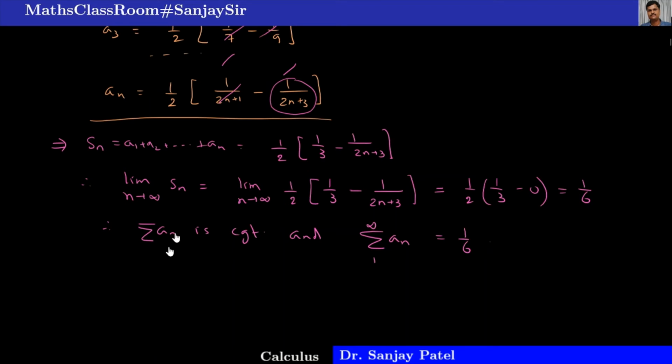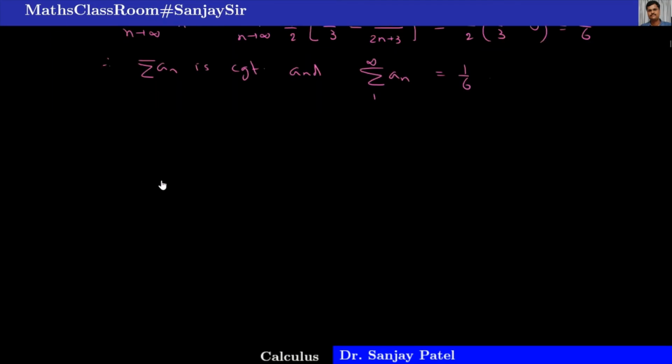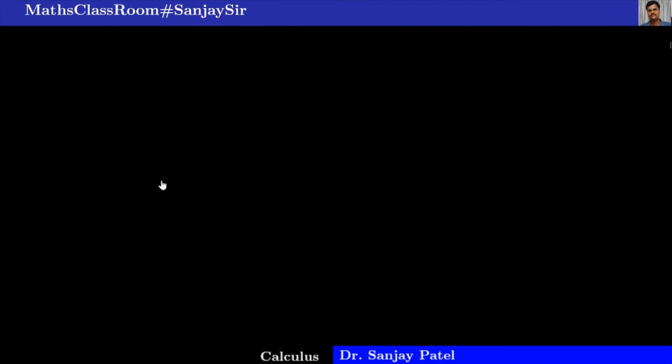Let us take another example and see whether it is convergent or divergent. So the next problem, number 3. I am taking this example, sigma log of 1 plus 1 by n, okay, and n is equal to 1 to infinity. We want to discuss the convergence of this series using the definition.